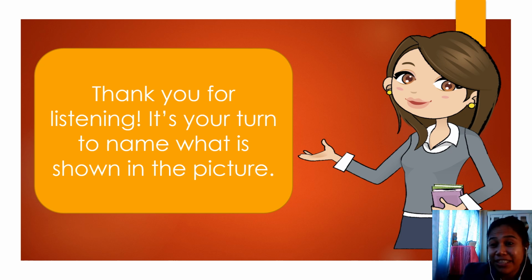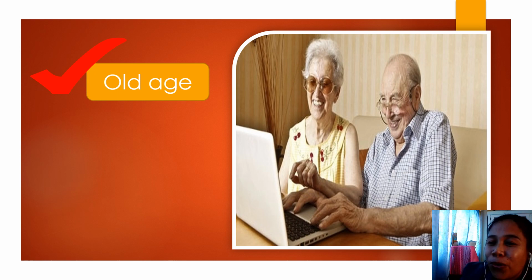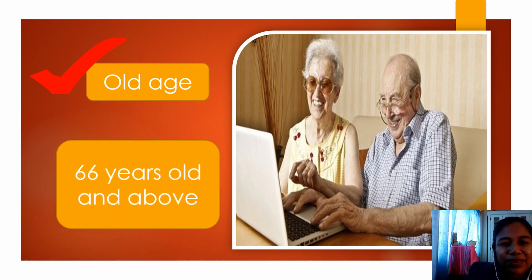Okay, thank you for listening. It's your turn to name what is shown in the picture. Your turn. Now I want you to speak. What stage in life is shown in the picture? What do you think? Old age is the correct answer. Old age is from 66 years old and above.